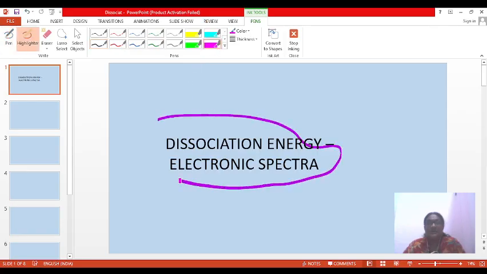Dissociation energy of the electronic spectrum. We are going to calculate not only the dissociation energy, but at the same time the dissociation product also. In this we have a ground state and an upper state.